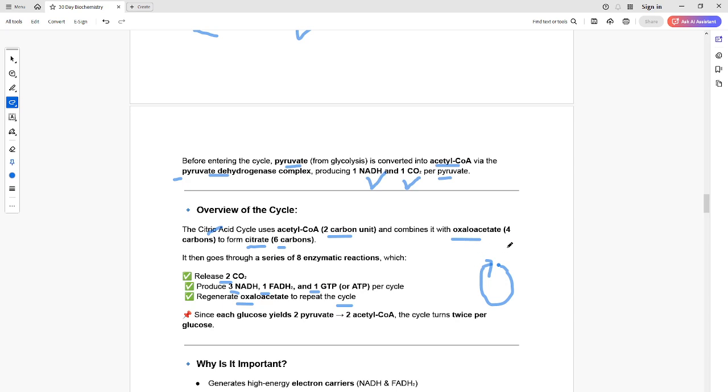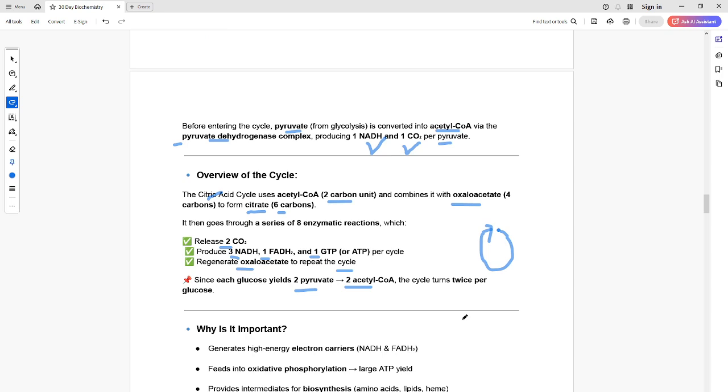Okay, so we start with combining acetyl coenzyme A with oxaloacetate. We go through this series to burn this acetyl-CoA and end the cycle by regenerating oxaloacetate that will be the primer for a new cycle. Since each glucose yields 2 pyruvate, we produce from this pyruvate 2 acetyl coenzyme A. The cycle turns twice per each unit of glucose.